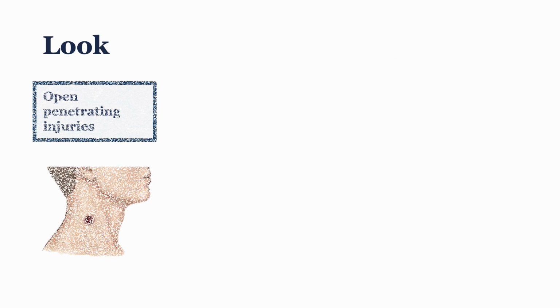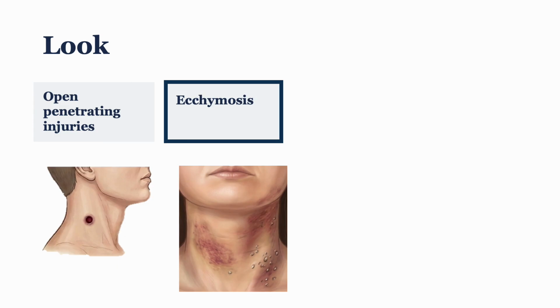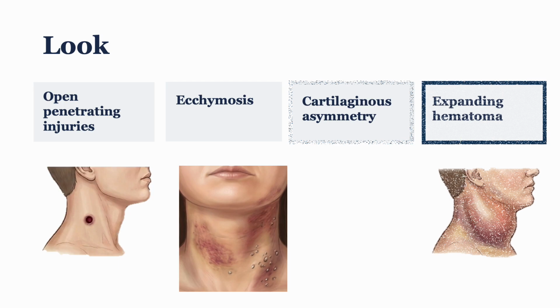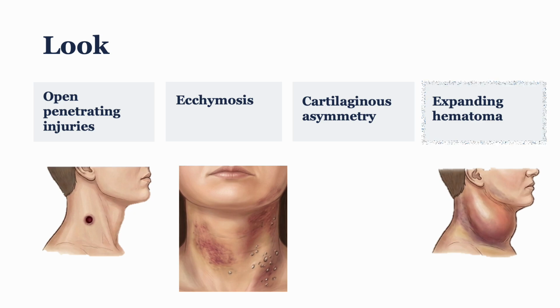Carefully look for open injuries and anterior neck ecchymosis. Cartilaginous asymmetry is basically a radiological finding. However, we can see distortion or loss of thyroid cartilage prominence on inspection. Another serious finding is the expanding neck hematoma.